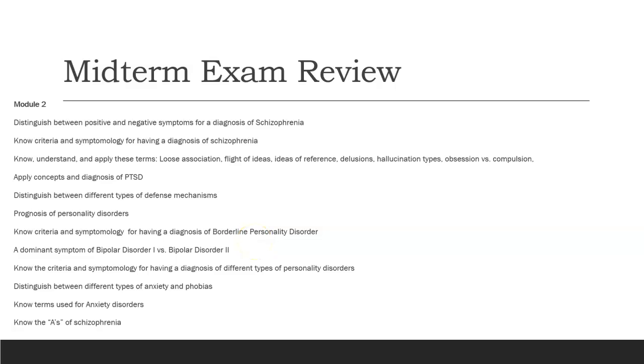Here are the various things that you would need to know for Module 2. Understanding positive and negative symptoms for schizophrenia, knowing the criteria and symptomology for schizophrenia, knowing and understanding the list of these terms, familiar with PTSD, distinguish different types of defense mechanisms, prognosis of personality disorder, the criteria and symptomology for borderline personality disorder, a dominant symptom of bipolar disorder 1 versus bipolar disorder 2, the criteria and symptomology of a diagnosis of different types of personality disorders, distinguishing between the different types of anxiety and phobias, the terms used for anxiety disorders, and the A's of schizophrenia.